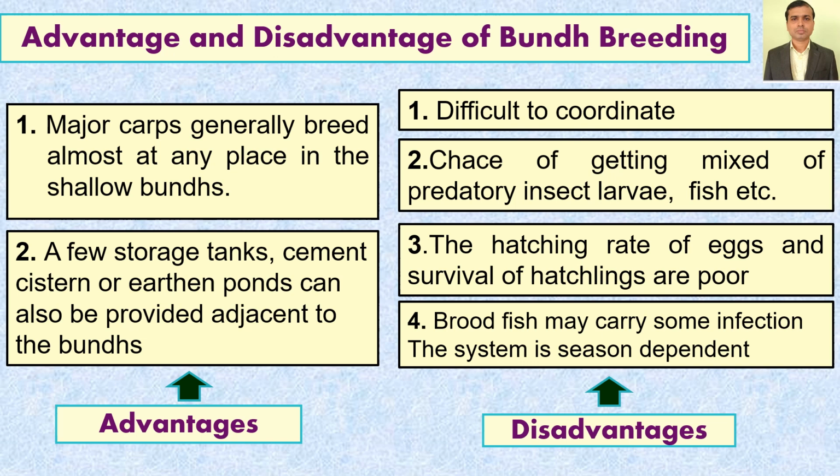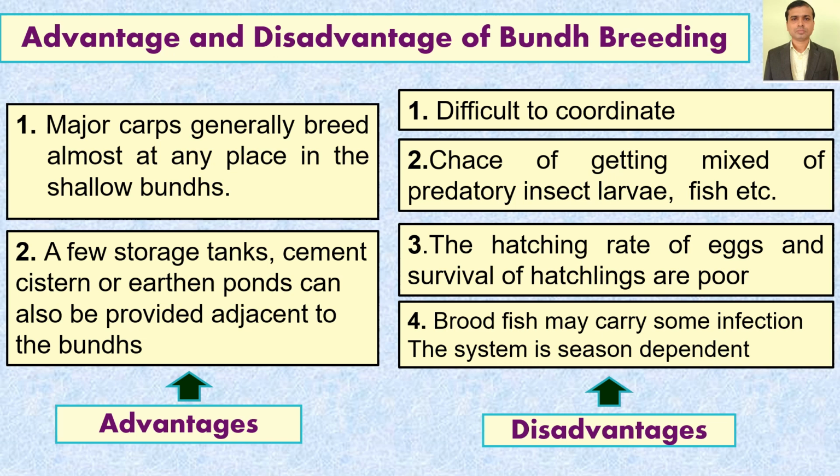Thirdly, the hatching rate of eggs and survival of the hatchlings are poor. As we know, the fertilization in fish is external fertilization, and in bunds the vast low-lying area is there. In the vast low-lying area it is very difficult to mix each and every egg with the milt released by the males, so most of the eggs remain unfertilized also.